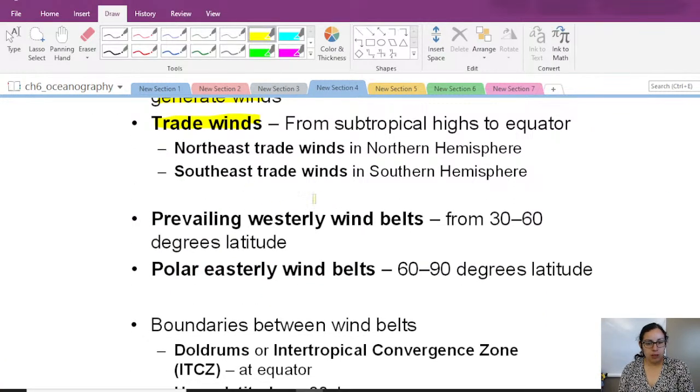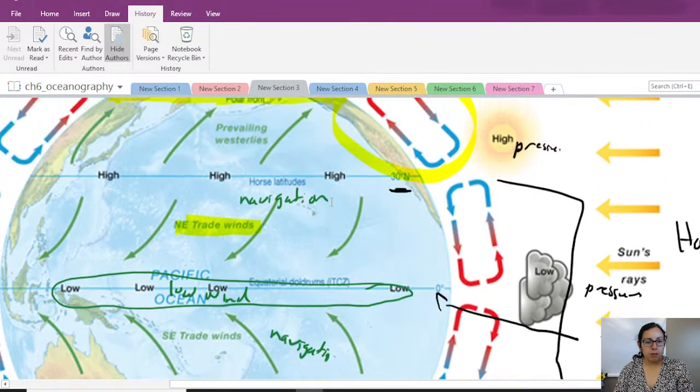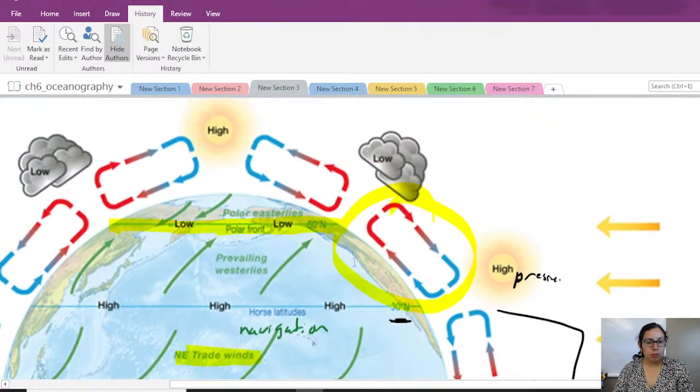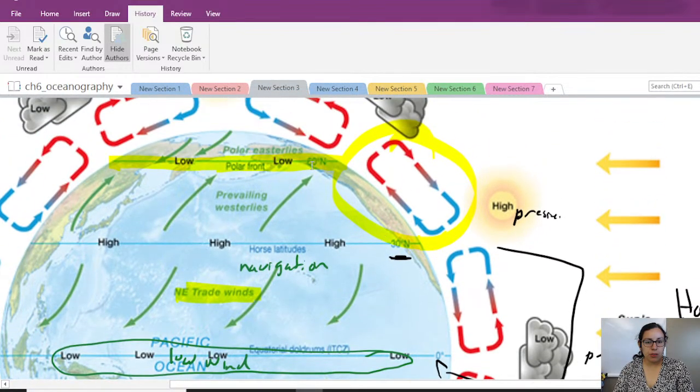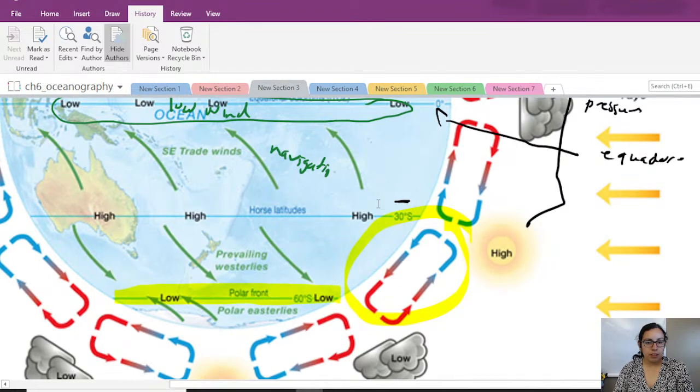And then we also have our westerly wind belt. So let's go back to our picture. So, prevailing westerlies from 30 to 60, and same thing in our southern hemisphere, so 30 to 60, your westerlies.